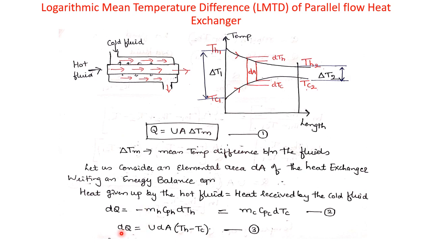Now next, for this dQ, the heat transfer for this elemental area dA, I can also write it in the following form: U into dA into (TH minus TC). It is the same equation I have used here, where Q equals U into A into delta Tm, which is the equation for the total heat exchanger heat transfer. This equation I am writing only for the elemental area, where the overall heat transfer coefficient U will be constant.